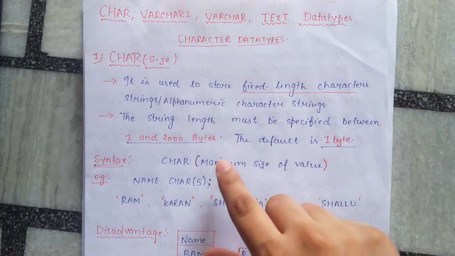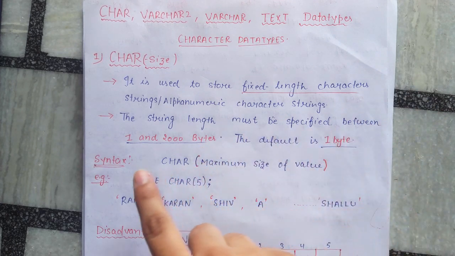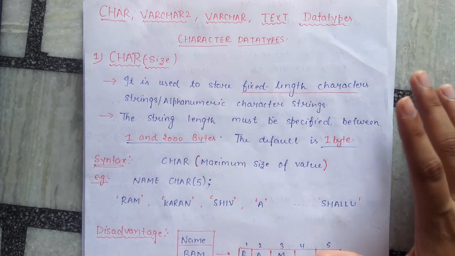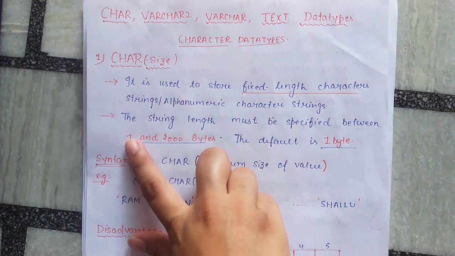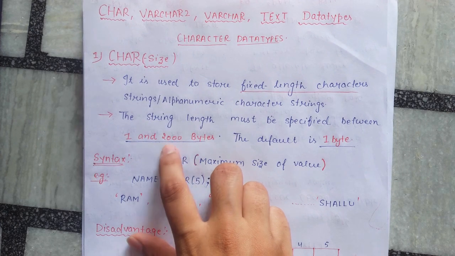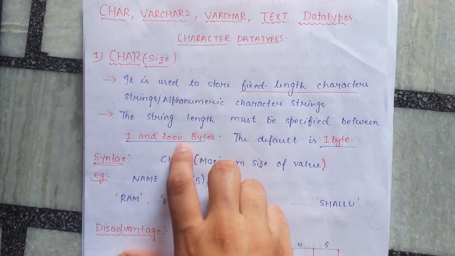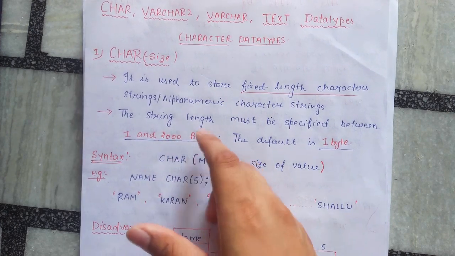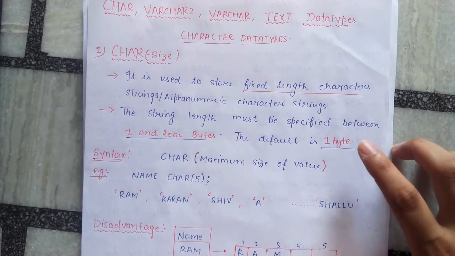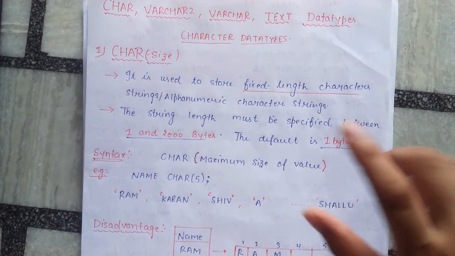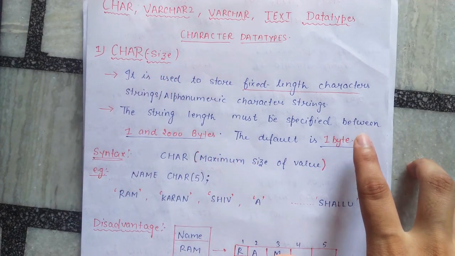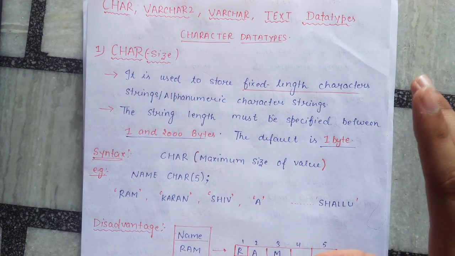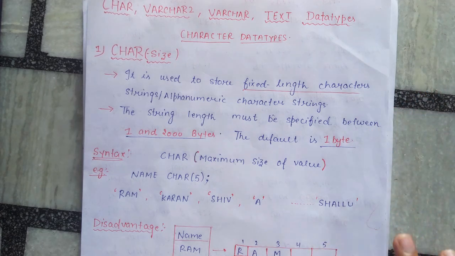Next, the string length must be specified within 1 to 2000 bytes. That means this size must be between 1 and 2000. It must not exceed 2000. So the storage space is from 1 to 2000 bytes in the char data type. If we do not specify any size, then by default it is 1 byte, holding 1 value.